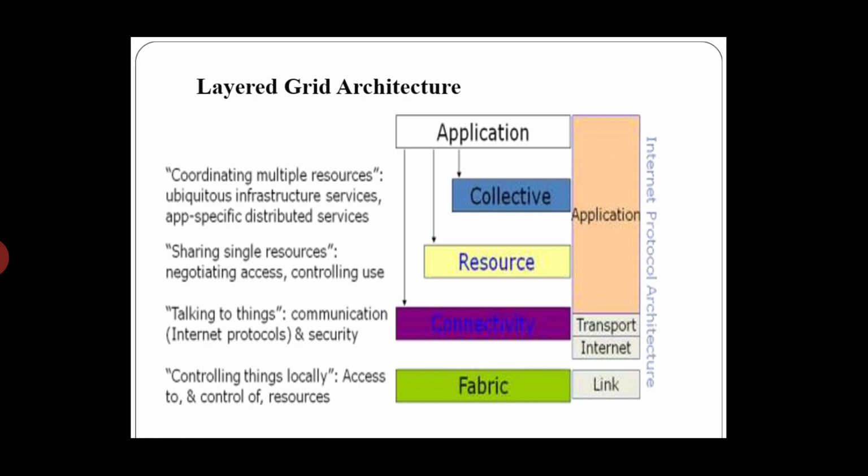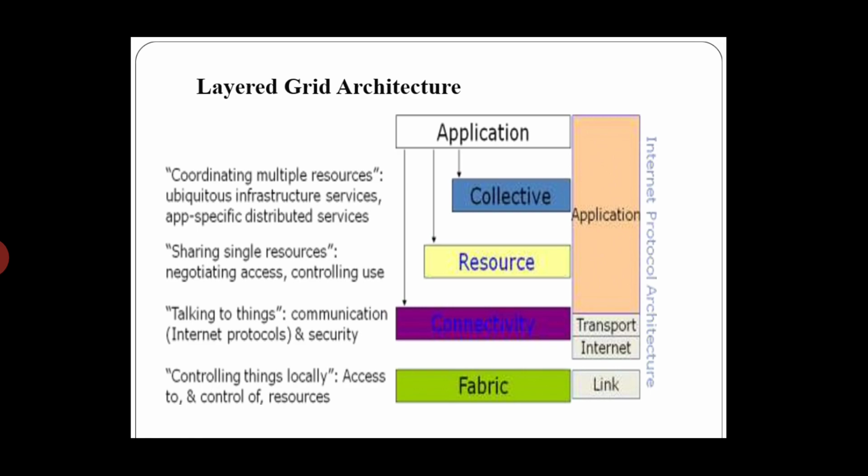We have the collective layer and resource layer. In the network layer, the network layer is the bottom layer which assures the connectivity of the resources in the grid, in the Internet network.